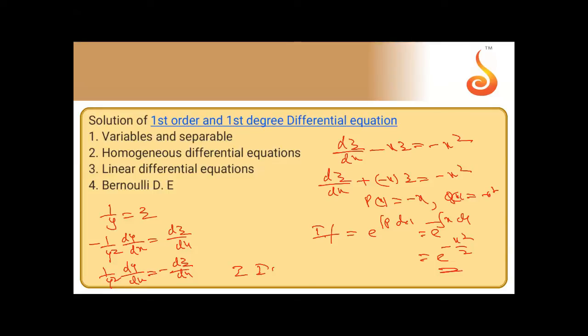Z into IF equal to integral of q of x into IF dx plus c. Substitute the Z value. What is the Z value? 1 by y, substitute. And substitute the IF value and integrate to get the answer for this question. That is the method of solving this question. Clear?